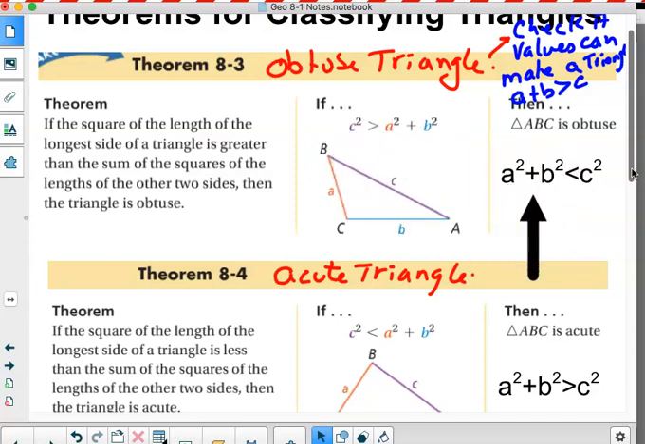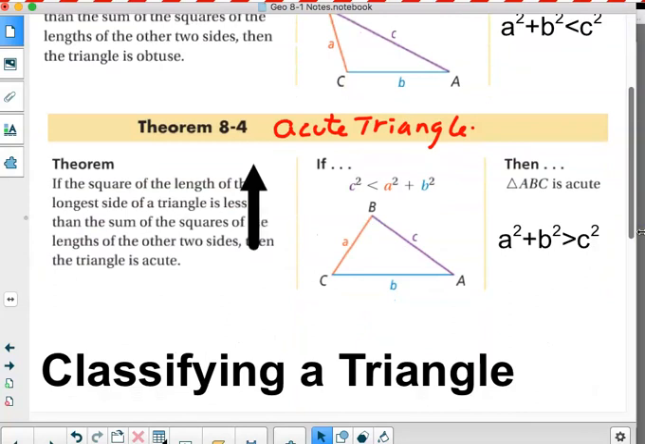You also see it like this. Shorter two, and this, remember, is the biggest. This is bigger than these two. It's obtuse. Well, in an acute triangle, that same idea, if I square the length of the longest side of the triangle and it's less than the sum of the squares of the lengths of the other two sides, then the triangle is acute. So if I take the smaller two sides and square them, and the longest one squared by itself, if the smaller two squared added together is bigger than the largest one, then it can be classified as an acute triangle.